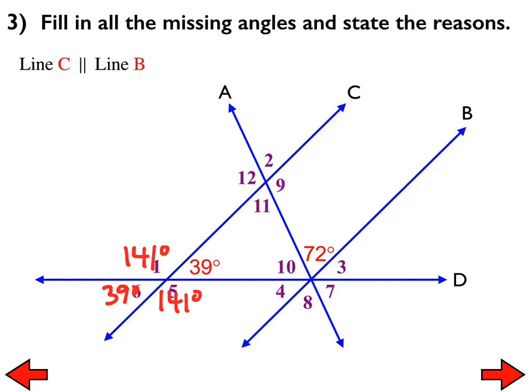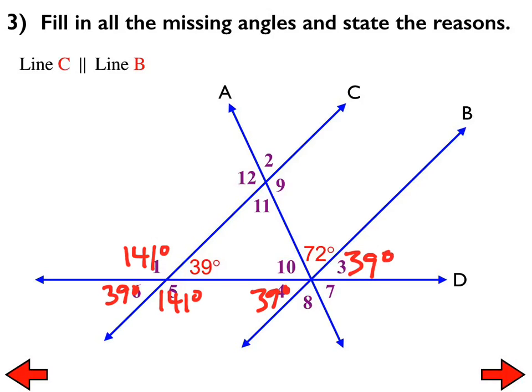Angle 4 and angle 6 are corresponding angles. So angle 4 is 39 degrees. Angle 3 is vertical to that, so it is also 39 degrees. And then if we take a look at angle 10, 72 degrees, and angle 3, those 3 together sit on the straight line. Therefore, the 3 of them have a sum of 180 degrees.